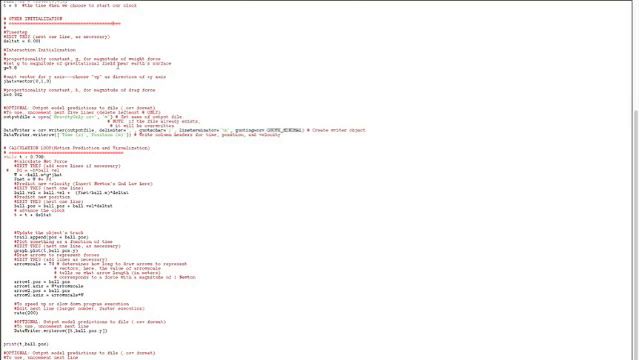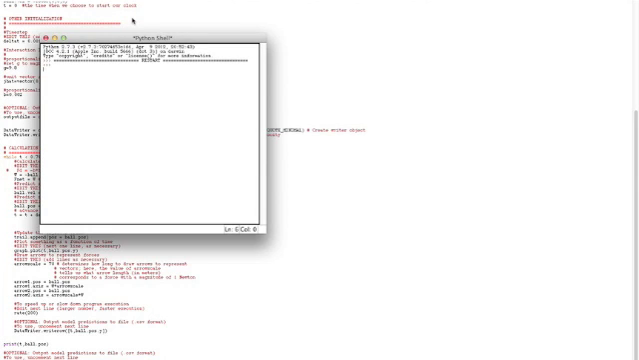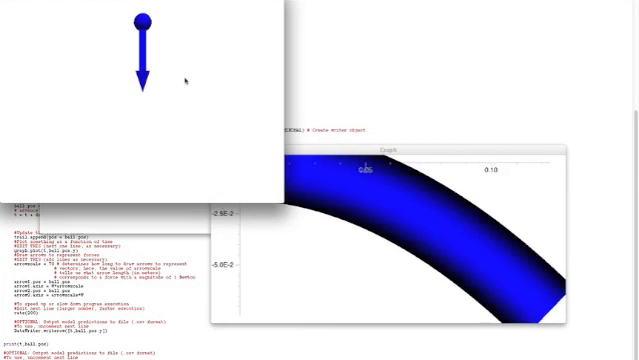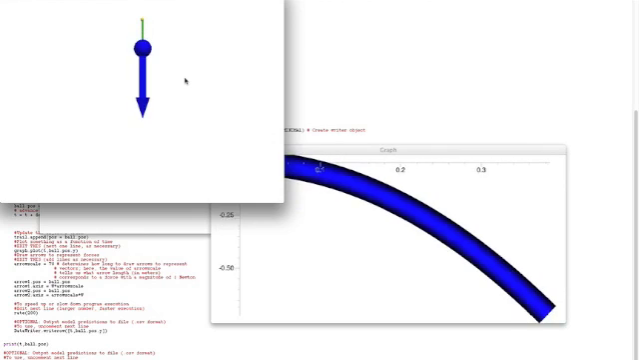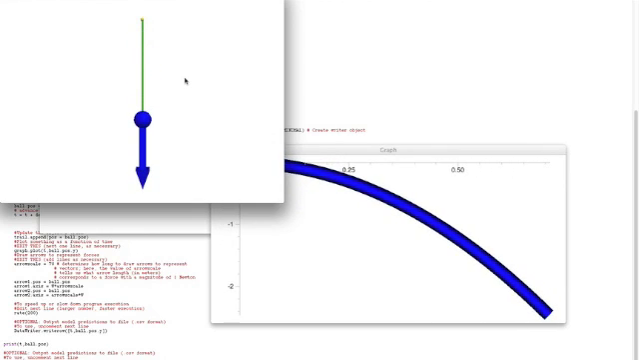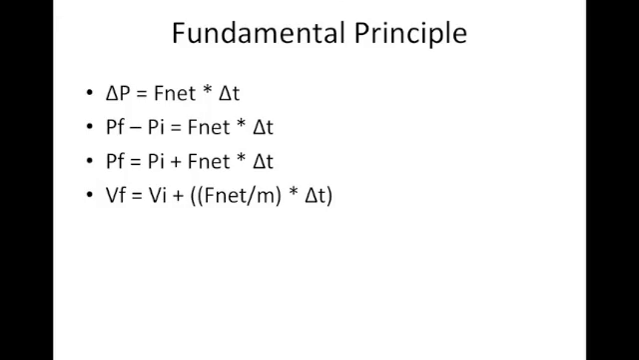Let's run the model now. As you can see, the graph decreases to the right and my displacement is going down, because of the weight force going down. Now that we've found our fundamental principle, let's draw out the motion that we observed in the Python video of gravity only.